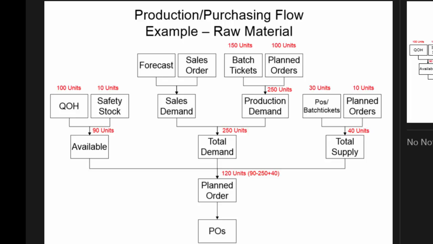So I've got a demand of 250 units of this raw material, do the math, and I end up 120 units short. And that becomes a planned purchase order that I can then go into Dynamics manually. I make a point of this. You can go into Dynamics manually and create a PO.